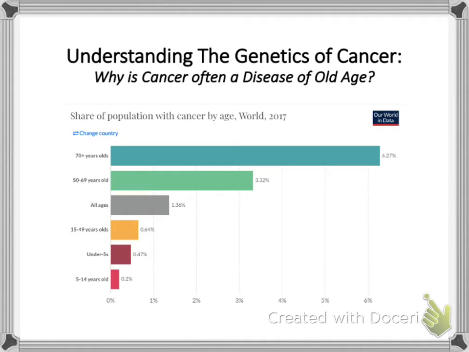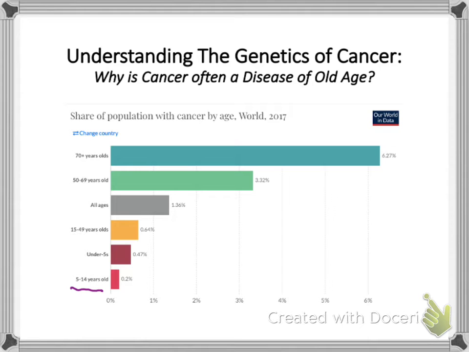In this video, we're going to begin to understand the genetics of cancer, and we're going to try to figure out why cancer is often a disease of old age. So let's first look at this graph. You will see that in young people, so 5 to 14-year-olds, the incidence of cancer is very low. So 0.2% of the population in the world in that age group has cancer. So it's a very small percent.